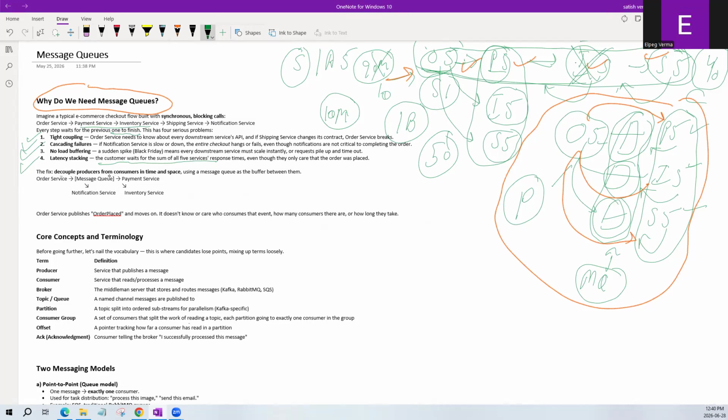Now the fix is to decouple producer and consumer in time and space, right? So whatever I explained here, the same thing: order, message queue, payment service, this and that. In that way, it can work in parallel as well. The payment service can fetch data from Kafka or the message queue, and the inventory service from this message queue. These can all work together, so whatever was taking 10 seconds each, the whole order is processed in 10 seconds. Parallel processing.